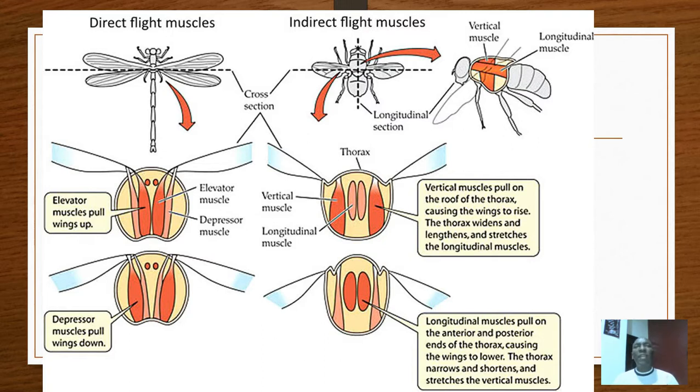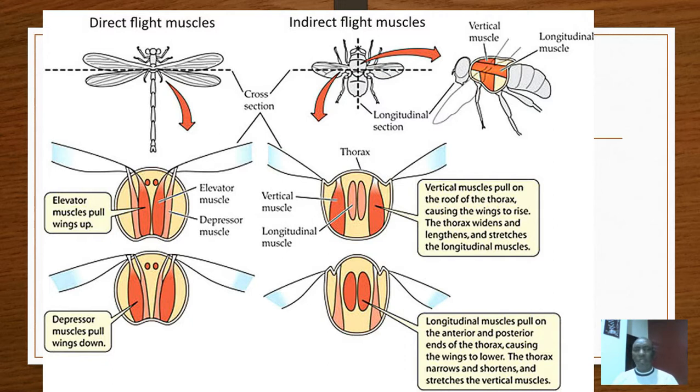So to elevate is to take up. Meaning, during upstroke, when the wings are going up, elevator muscles contract. To depress is to take down. Meaning, during downstroke, the depressor muscles contract. But in direct, just like we've seen, muscles attach directly to the base of the wings.